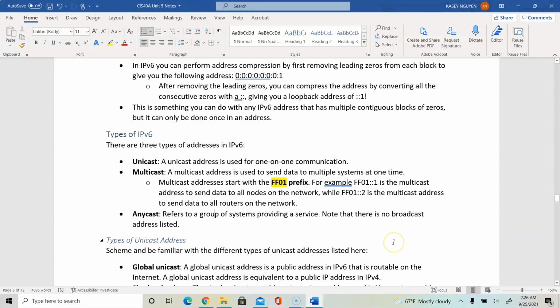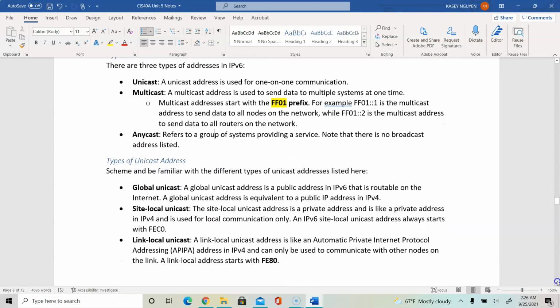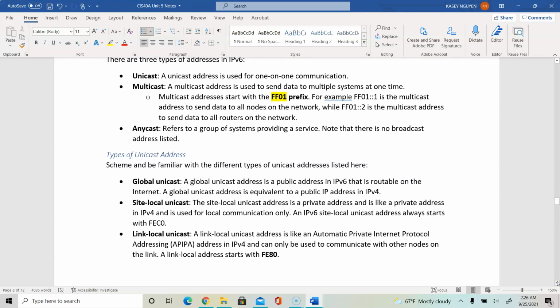So when you come back to the notes here, it talks about the types of unicast address on page 8. Global unicast is a public IPv6 address. This is used to route across the internet. This is a global unicast address that's equivalent to a public IPv4 address. A site local unicast address is a private address that's used within the network. This is used for local area network communication, and the address always starts with FEC0. So when you see this, that will be a site local unicast.